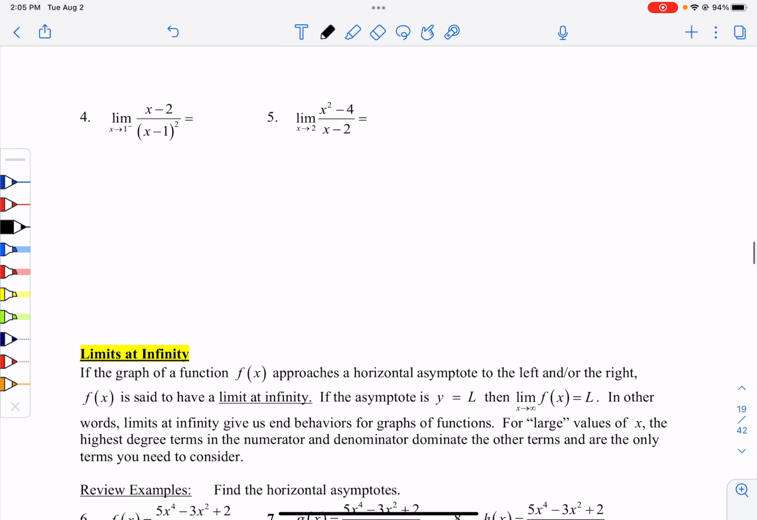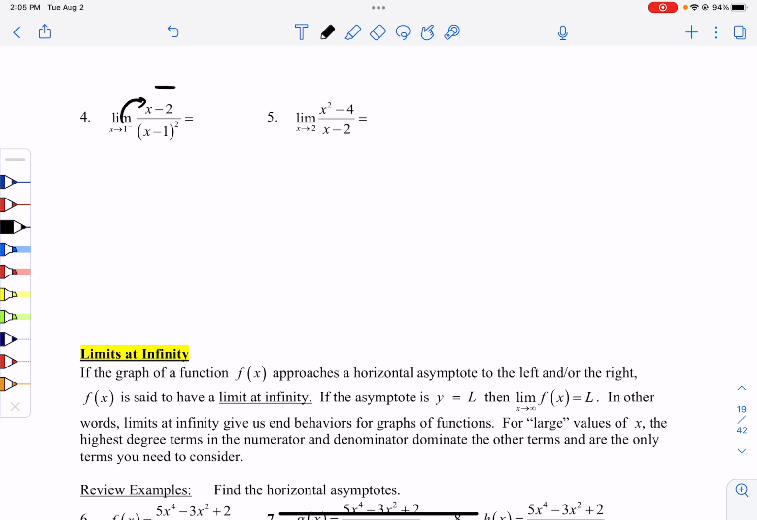Number 4, x minus 2 on top, x minus 1 squared on the bottom. And I want to plug in a number a little bit smaller than 1. I'm approaching 1 from the left, right? So nothing cancels, no trickery here. So let's just look at the signs of what's happening. When I'm a little bit smaller than 1 and I plug that number on top, I end up with a negative number because I'm subtracting 2.